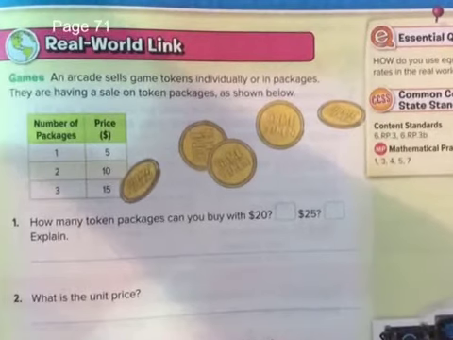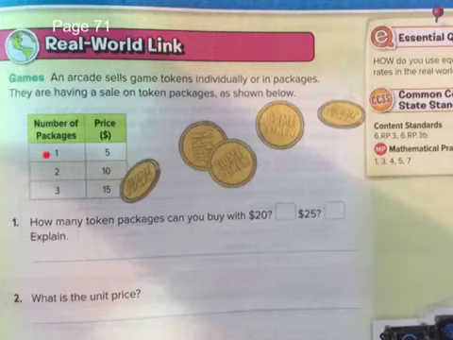So now we're familiar with what an arcade is, right? The word is right there, arcade. And the packages: one package is $5. How many token packages can you buy with $20, with $25, and explain?